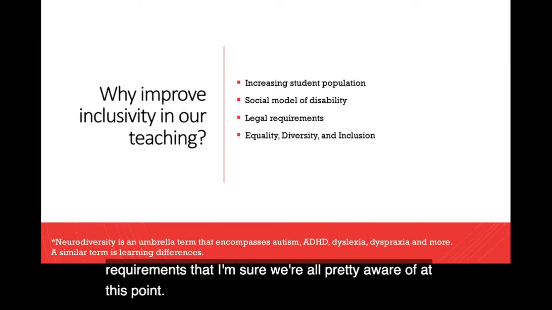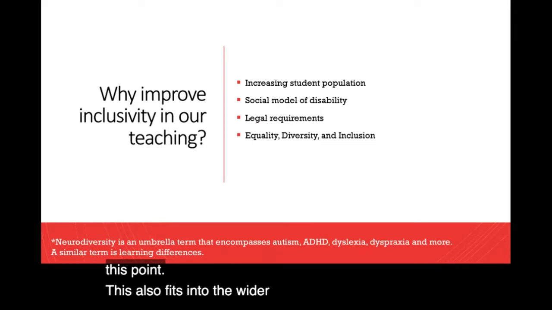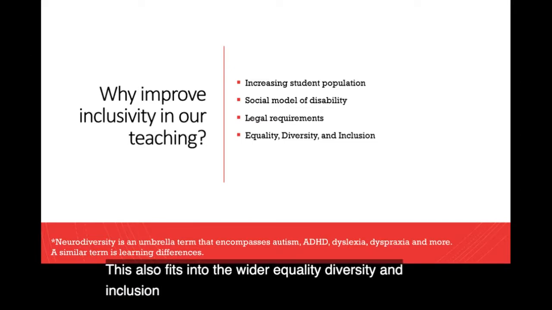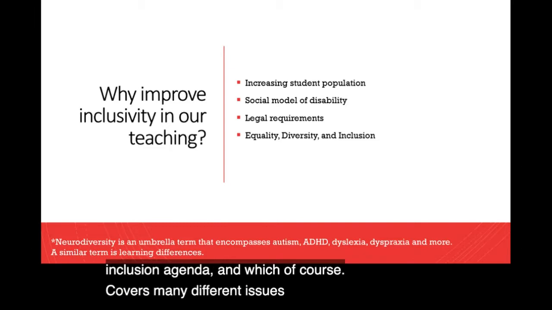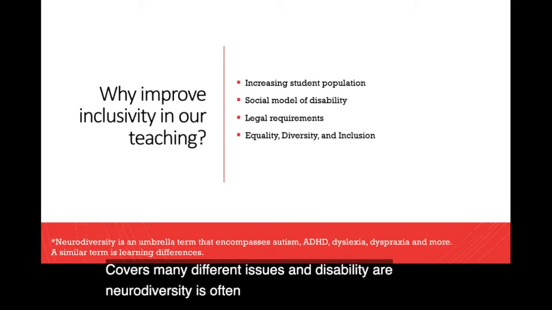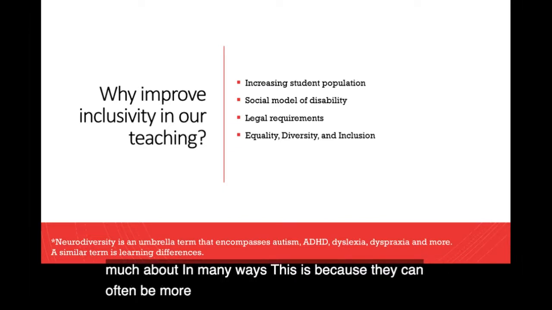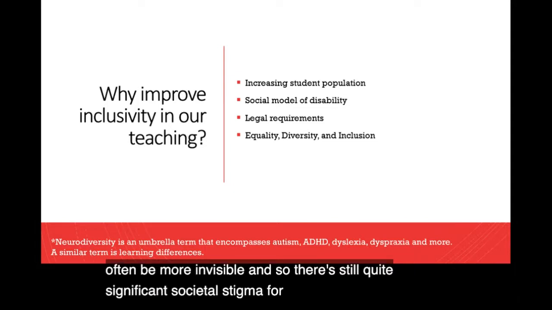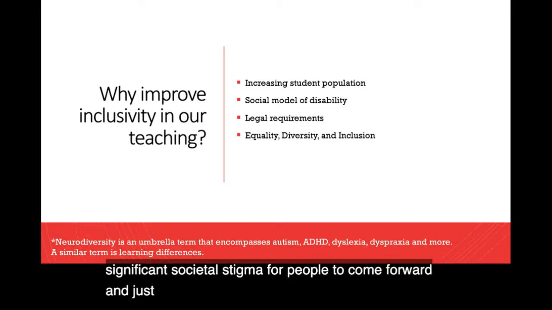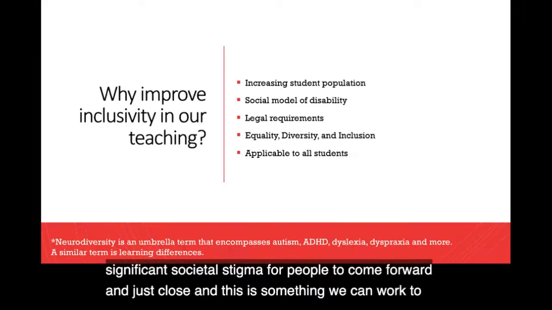This also fits into the wider equality, diversity, and inclusion agenda, which of course covers many different issues. But disability and neurodiversity is often one that we don't maybe think as much about. In many ways, this is because they can often be more invisible. And so there's still quite significant societal stigma for people to come forward and disclose. And this is something we can work to address in our teaching.